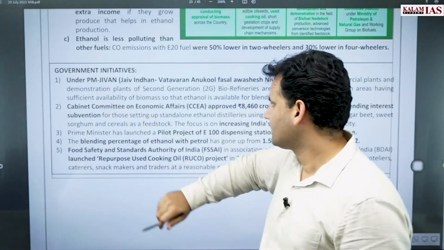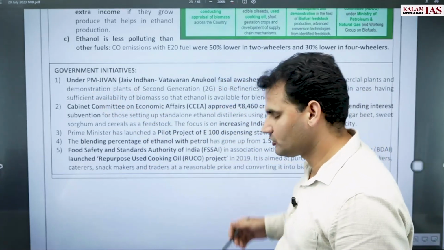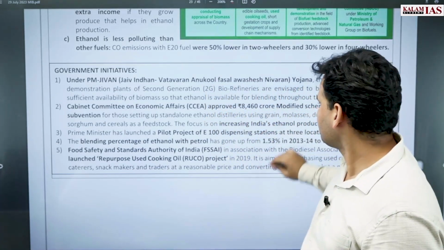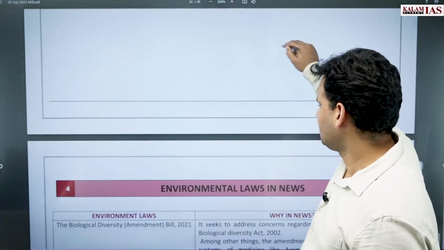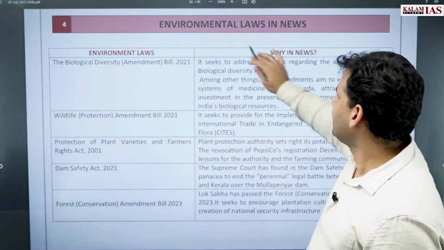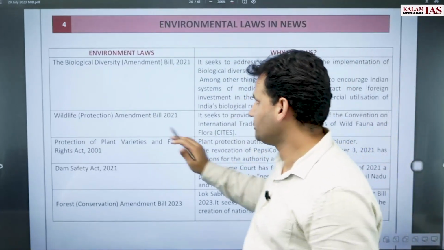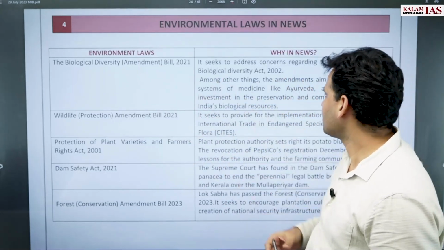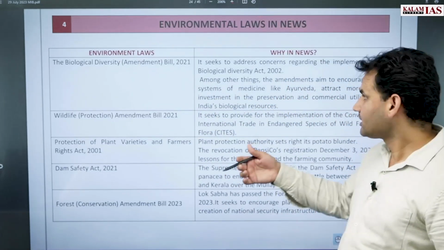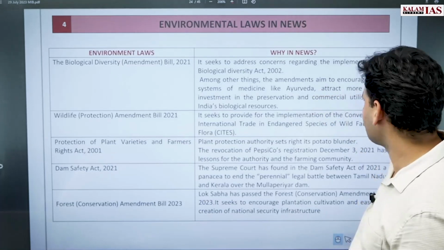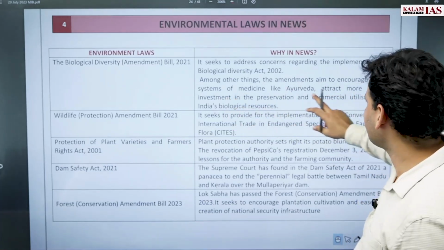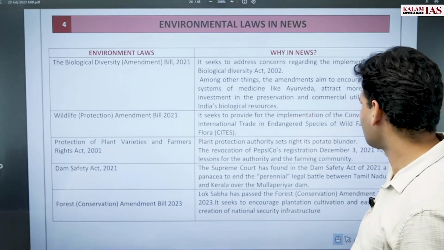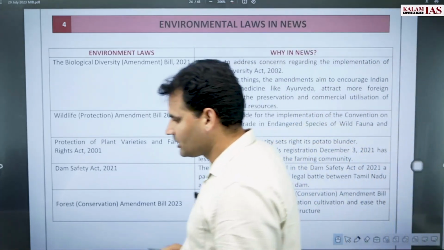PM G1. Then you can use what? Gobardhan program or yojana. Next in line are the environmental laws which have been in use. So first is the Biological Diversity Amendment Act 2021. So among other things, the amendment aims to encourage Indian systems of medicine like Ayurveda, and attract foreign investment in preservation and commercial utilization of India's biological resources.